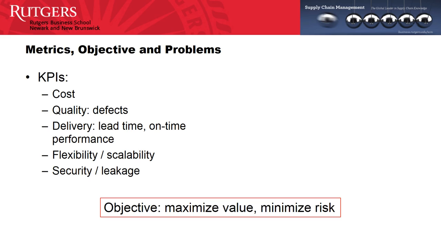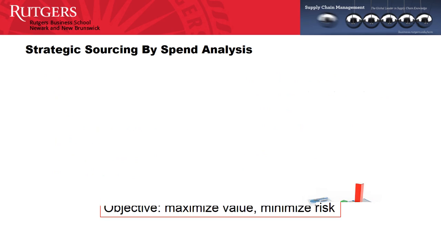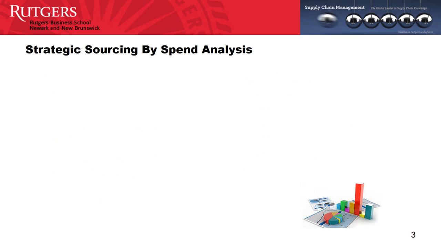The objective is to maximize the value and minimize the risk of supplies. Typical problems include strategic sourcing by spend analysis, supplier performance management, and order management. Let's first talk about strategic sourcing by spend analysis.